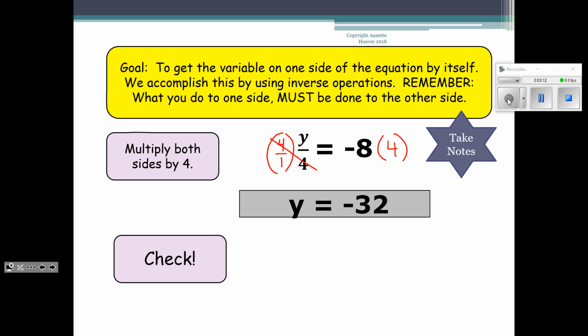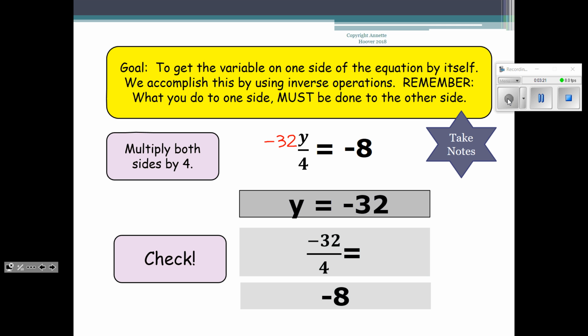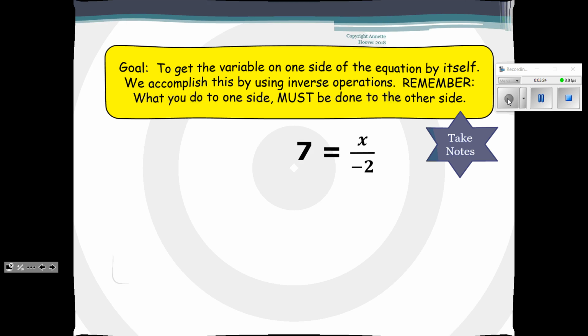Again, if we plug it back in there, we think the unknown number is negative 32. So what is negative 32 divided by 4? And it does check out to be negative 8. So that is the correct answer.